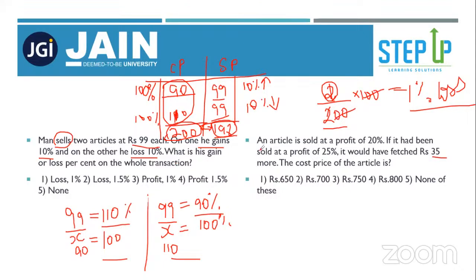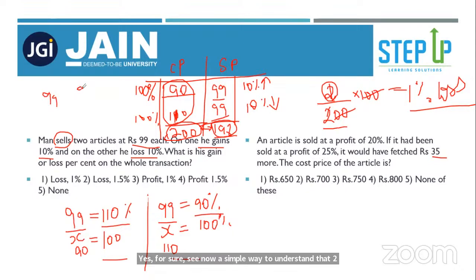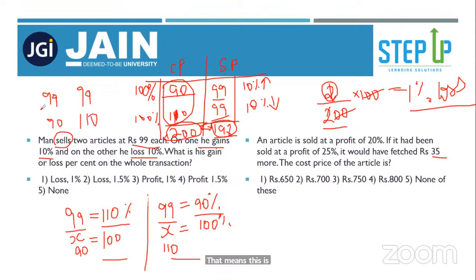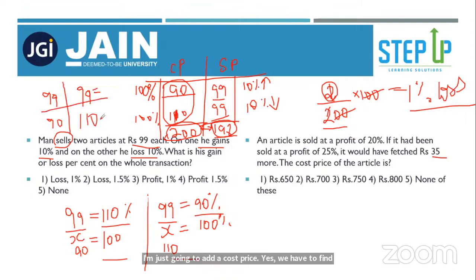Yes, for sure. Now a simple way to understand two articles is at 99, 99. So you know that it has been sold at 10% profit. That means this is 90 and this is at 110. I'm just going to add at cost price. Yes, you have to find it. You can calculate it easily.